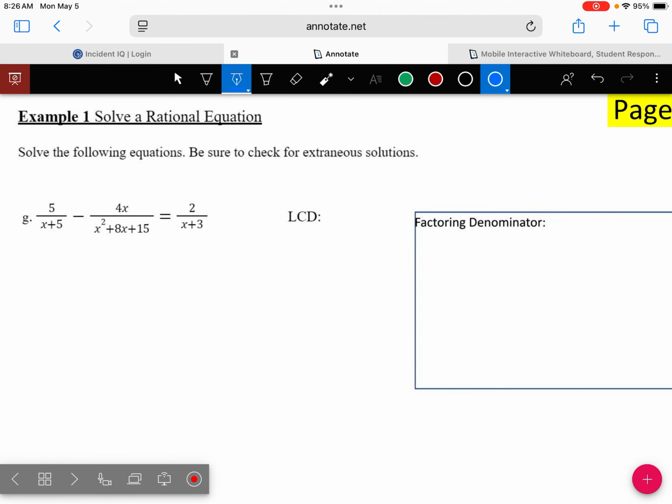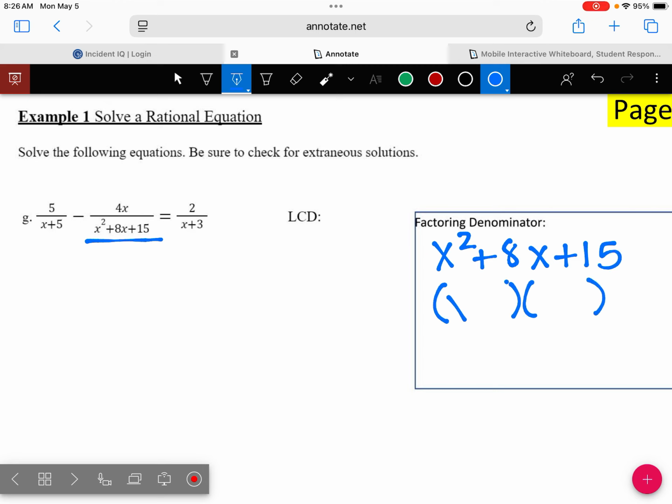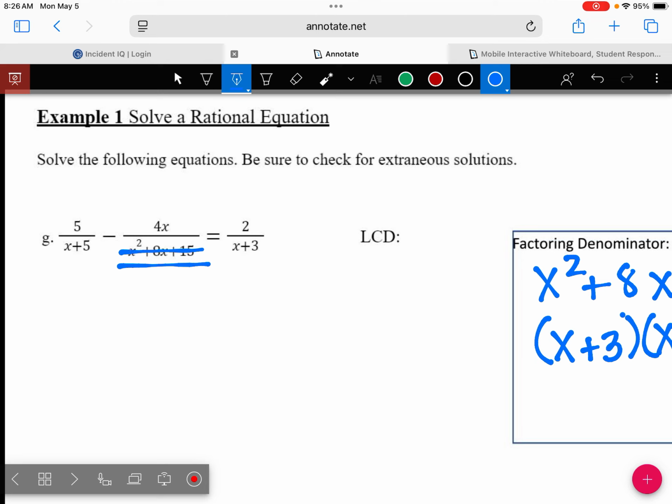So we have this x squared plus 8x plus 15. And that's going to factor down to our 2 numbers that multiply to 15 and add to 8, which are 3 and 5. So that means that this is really x plus 3 and x plus 5. So let's get started. Let's multiply everything by x plus 3 and x plus 5.